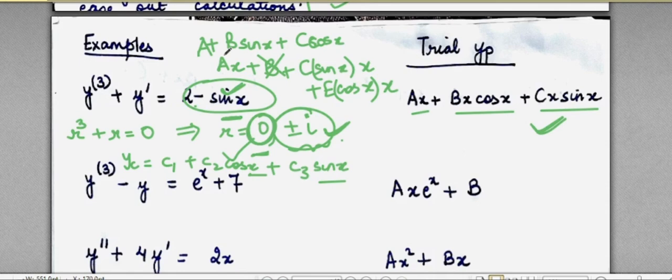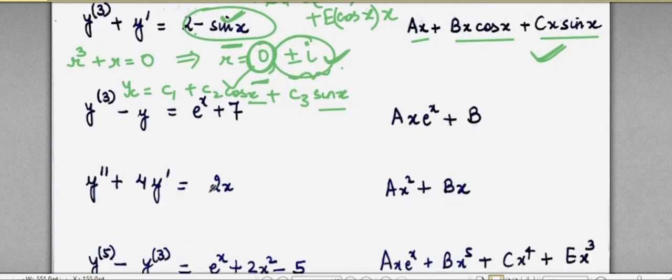If r equal to 0 is a root, then the integration rule is activated, and if r equal to r1 is a root and there is a term corresponding to that r1 on the right hand side, then rule 2 is also activated. So let's look at the second example.